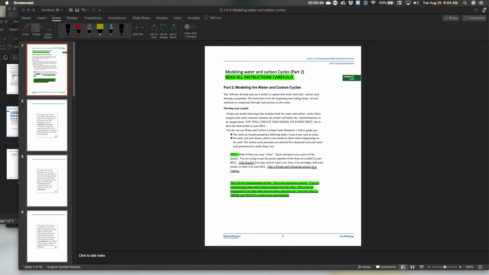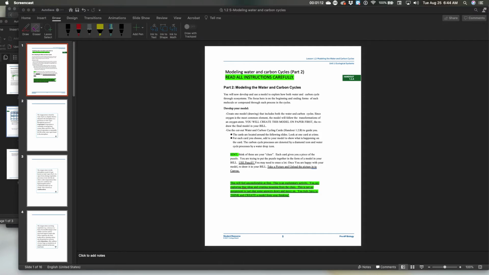So your model is going to be a drawing, okay. It can have words. It's going to have things like evaporation and water molecules and lakes and oceans. You're going to label things, but by and large it's going to be a drawing with arrows and things like that to represent a carbon cycle and a water cycle.